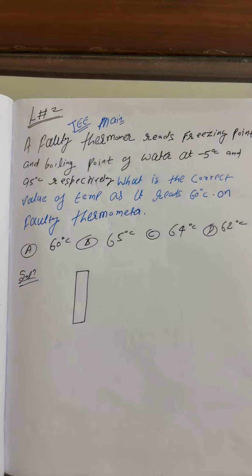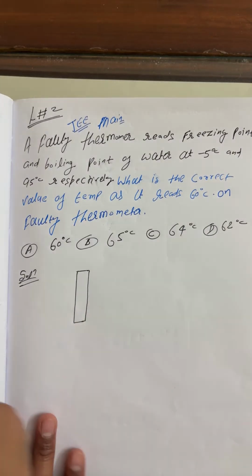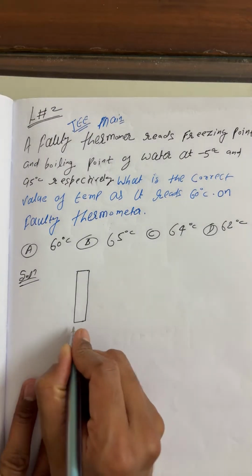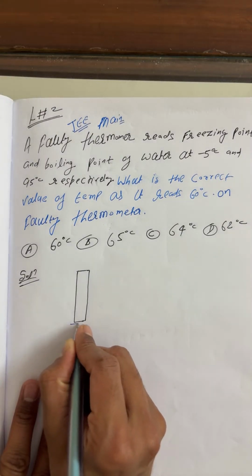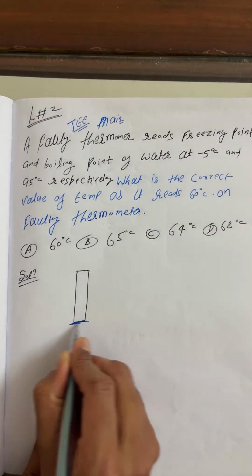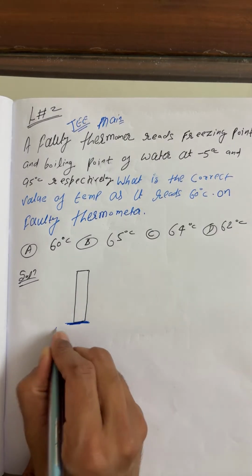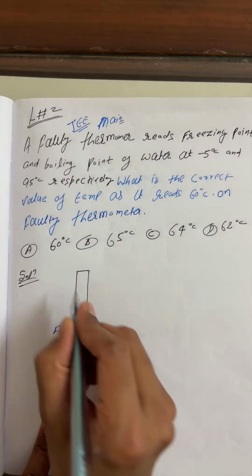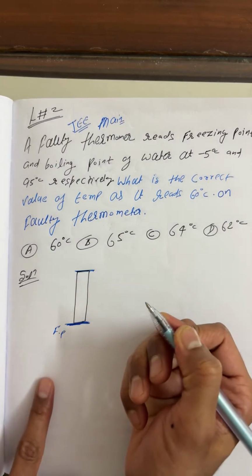So now, this is the boiling point. This is basically the boiling point. Sorry, my mistake. This is the freezing point, and this is the boiling point.